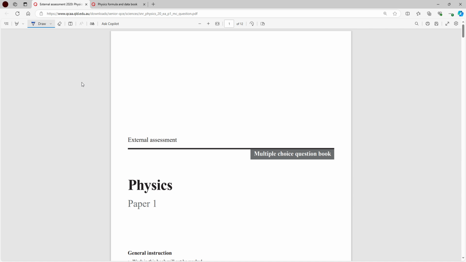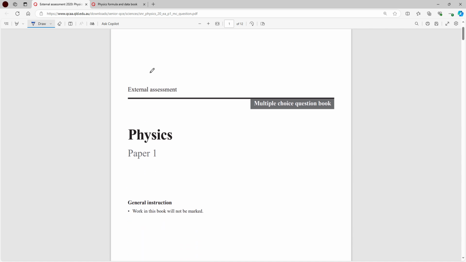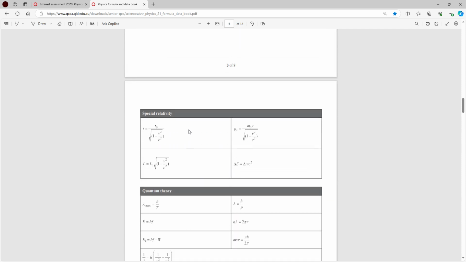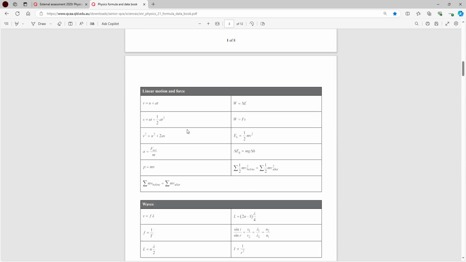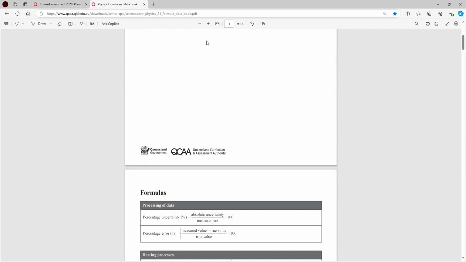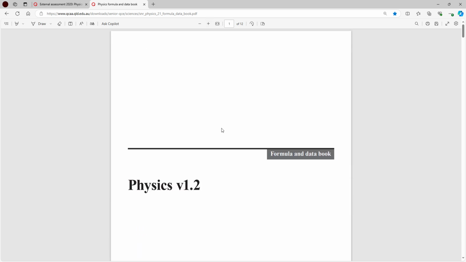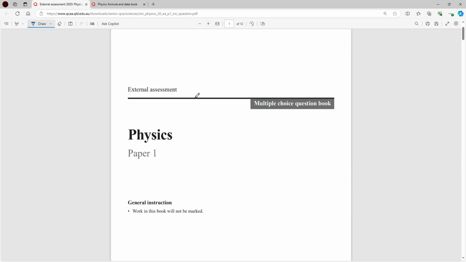In today's video we're going to be looking at the physics paper 1 for the QCAA syllabus 2020 paper. This is the multiple choice. This one is from the Queensland syllabus in Australia, and you'll probably need this physics formula sheet. These constants are slightly different, but it's still just a general physics test from 2020.